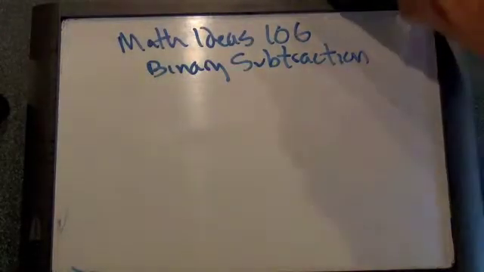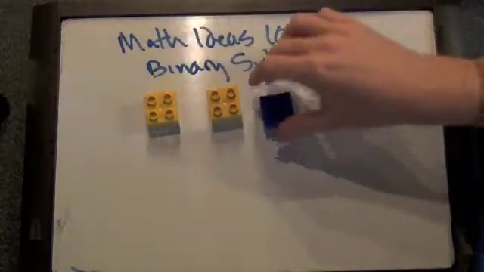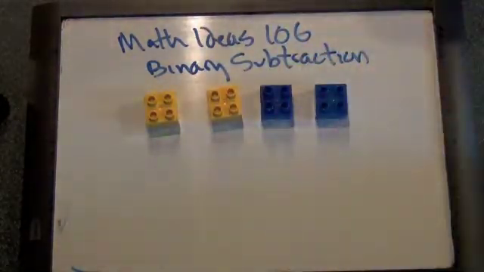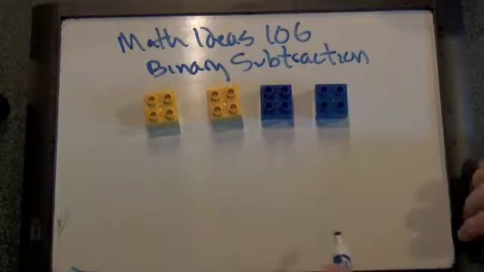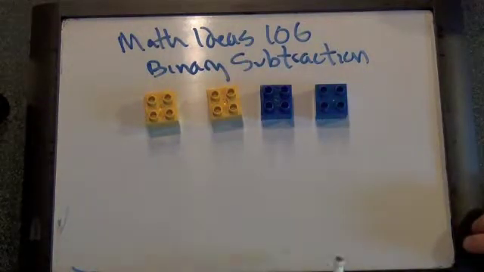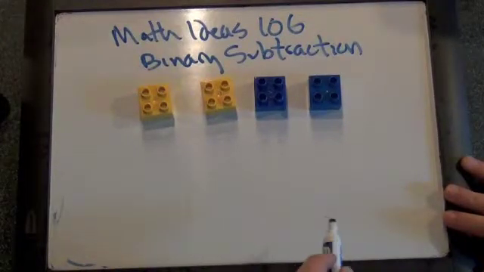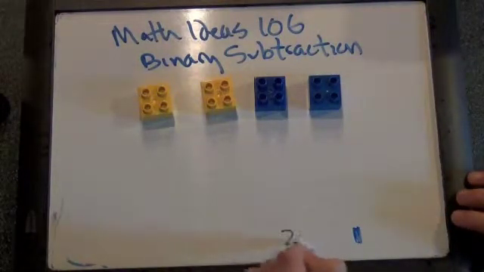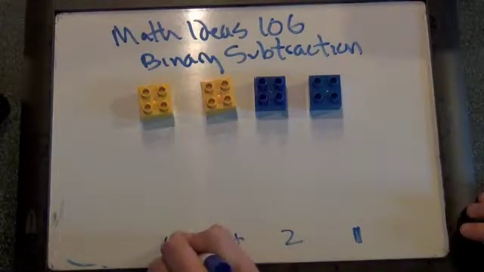Okay, so remember what numbers mean in binary. Our yellow blocks are ones, and our blue blocks are zeros, right? So this is the ones digit. This is the ones digit. This is the twos digit. This is the fours digit, and this is the eighths digit.